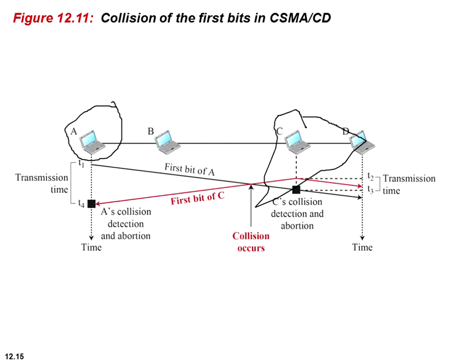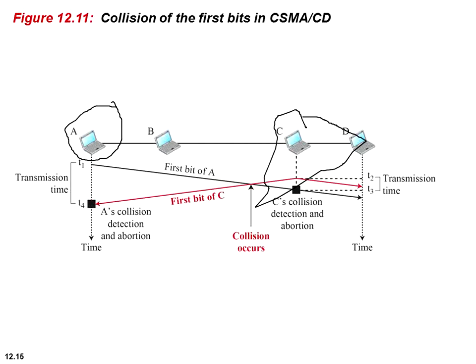Now, at time t1, station A has executed its persistence procedure and it starts sending the bits of its frame. And now at time t2, station C has not yet sensed the first bit sent by station A. So station C executes its persistence procedure and it starts sending the bits in its frame, which propagate both to the left and to the right. The collision occurs sometime after time t2.